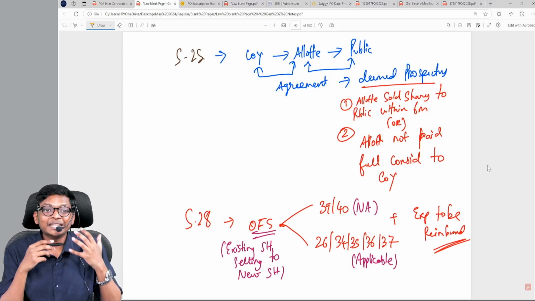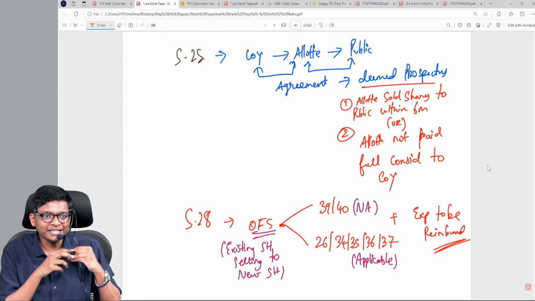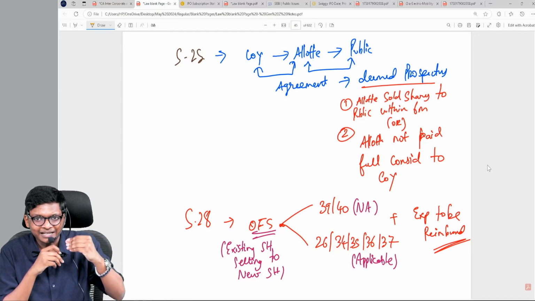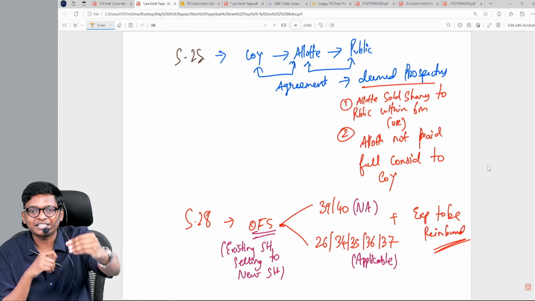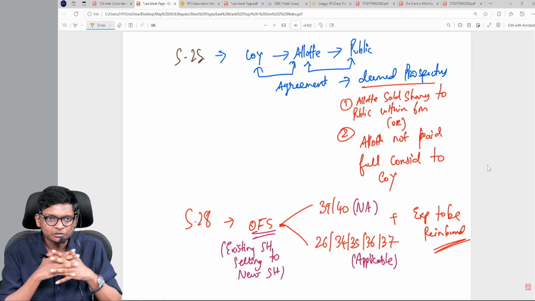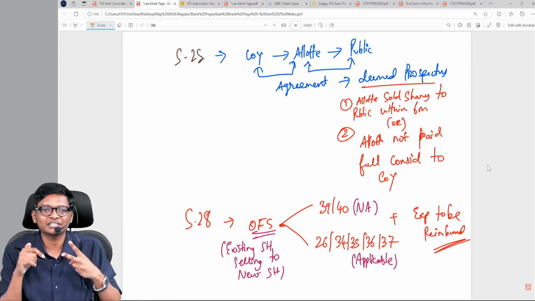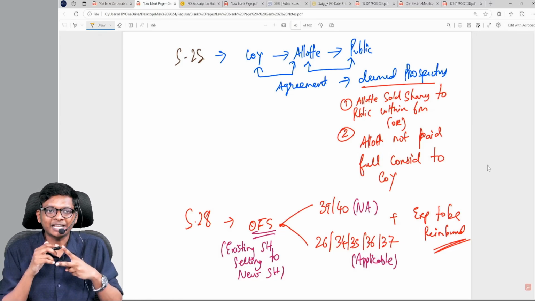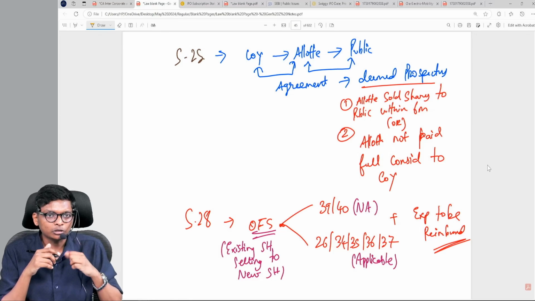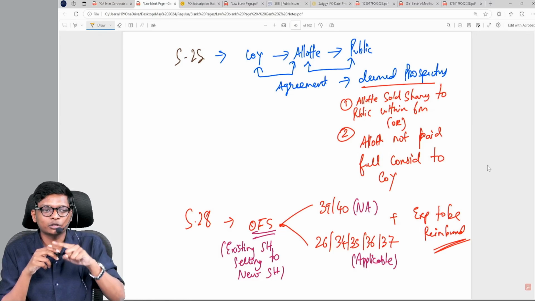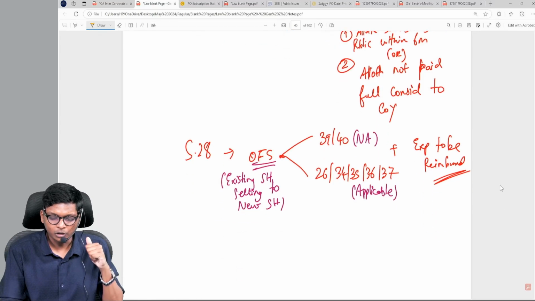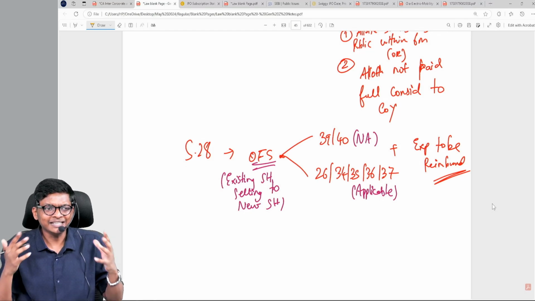Then again, the last 2 sections, 25 and 28. 25 is deemed prospectus, where a company gives shares to an allottee, and through the allottee the shares go to the public. Such an agreement is called a deemed prospectus if 2 conditions are met: the allottee gives shares to the public within 6 months, or the allottee has not paid full consideration to the company. Super.